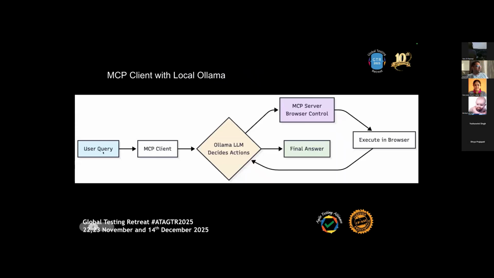Okay, so this is the flow. The user query goes to the MCP client. As I said, and I'm repeating it, the MCP client can be anything. It can be Copilot, Cursor, Claude, or your own Python program. I'll show you both variants today: my Python program as well as the MCP client in Cursor.